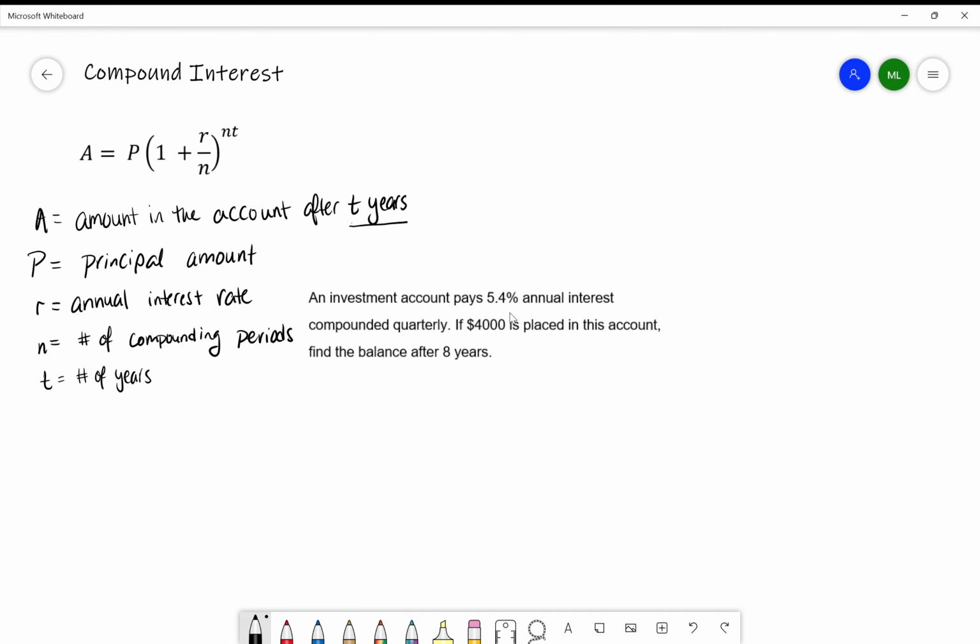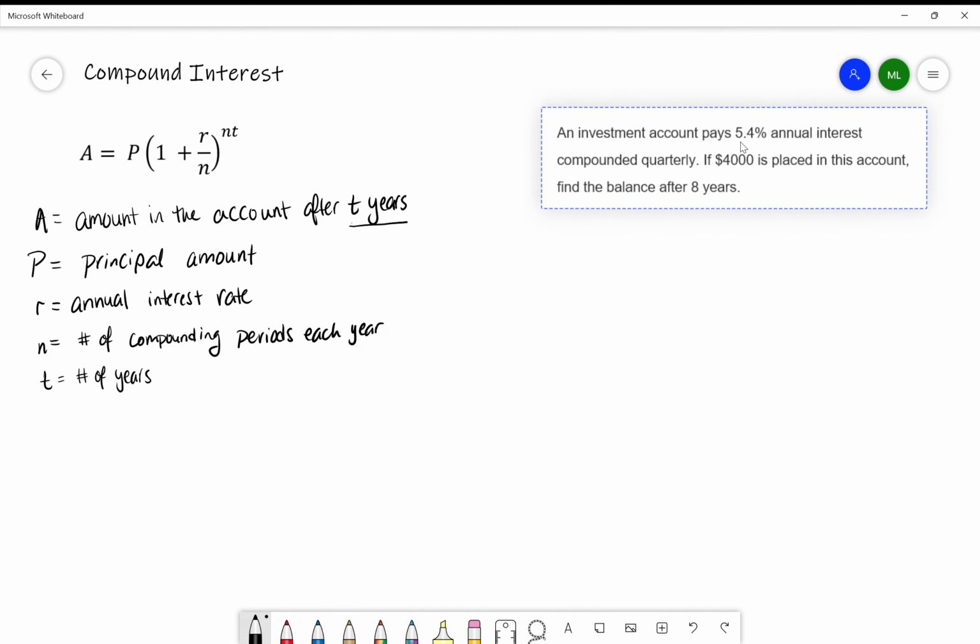So now let's see it in the context of a word problem, how we can use it. Our example says an investment account pays 5.4% annual interest compounded quarterly. If $4,000 is placed in this account, find the balance after 8 years. I want to find the balance after 8 years, so I'm looking for A, which is what the whole equation equals. So they must have given me everything else.